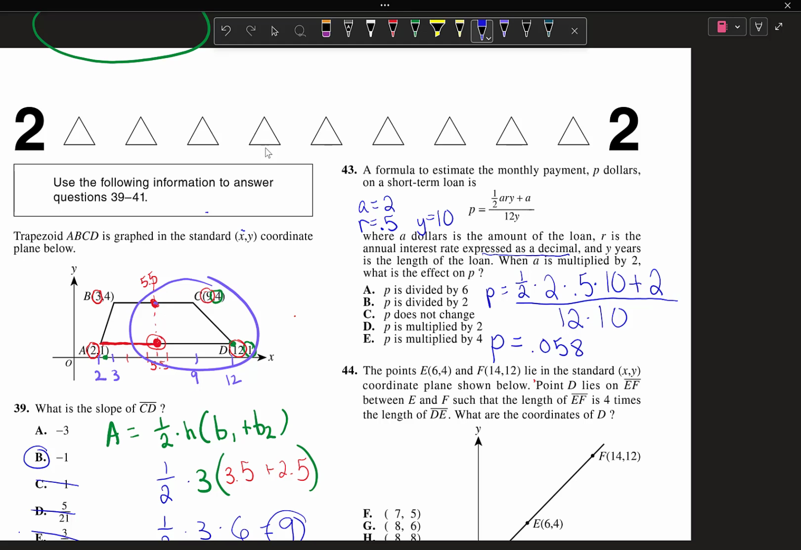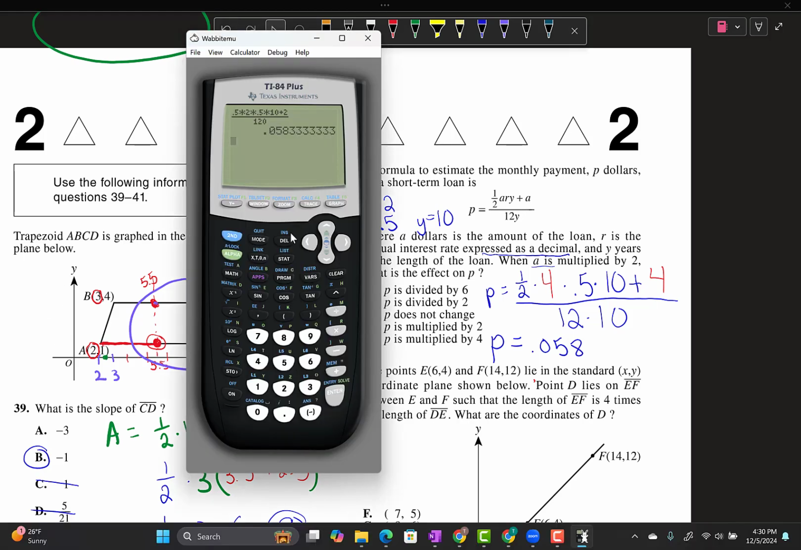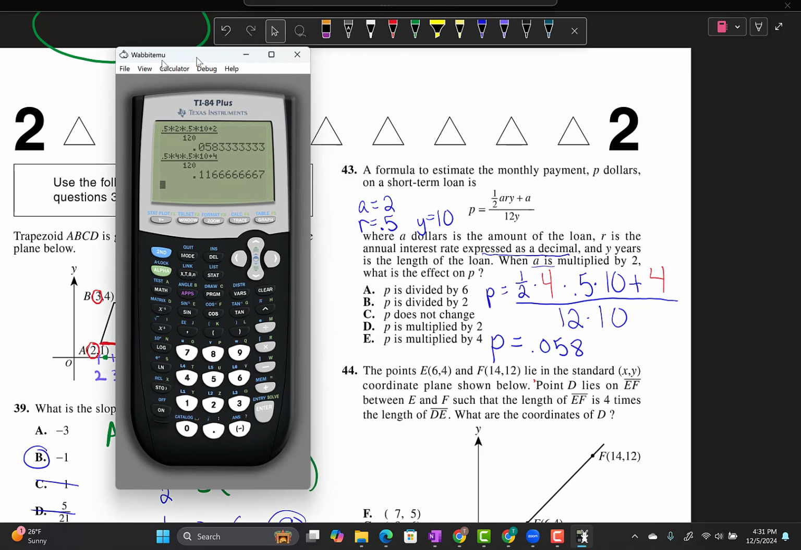Now I need to repeat the process, but now we need to multiply the A value by 2. So we're basically just going to change that 2 to a 4. Handy trick in the calculator is we can hit second enter and just type right over those 2's and change them to 4's. And we get 0.1167.